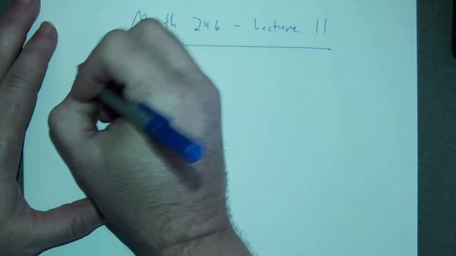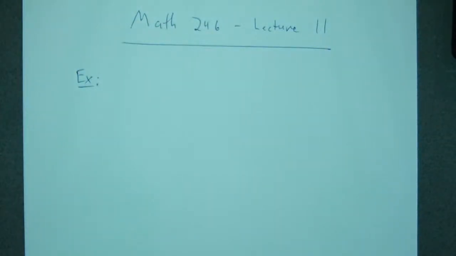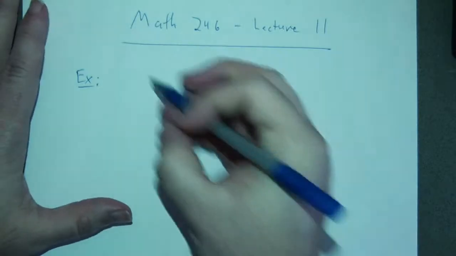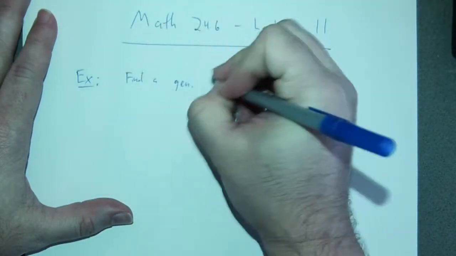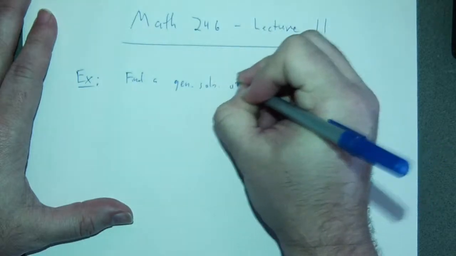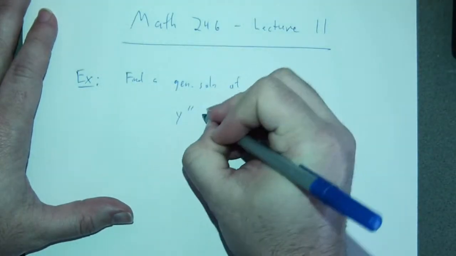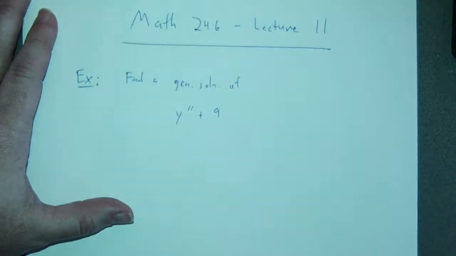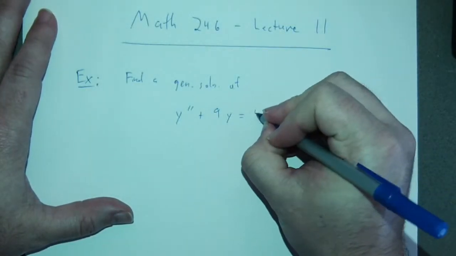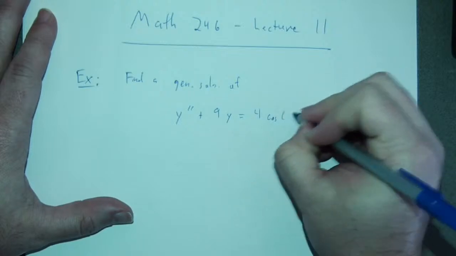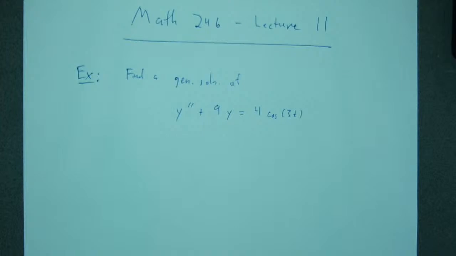So I wanted to do, like I said, the next example of undetermined coefficients. So let's find a general solution of the equation y double prime plus 9y is equal to 4 cosine of 3t.